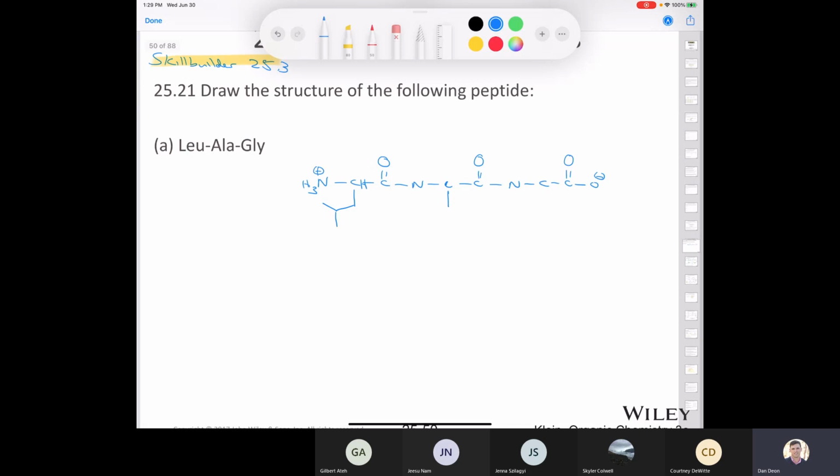Alanine is just a methyl group. So I'll put a methyl group like this. That carbon needs a hydrogen too. And then lastly, we have glycine. Well, the carbon on glycine has no R group, so it's going to need 2 hydrogens like that.